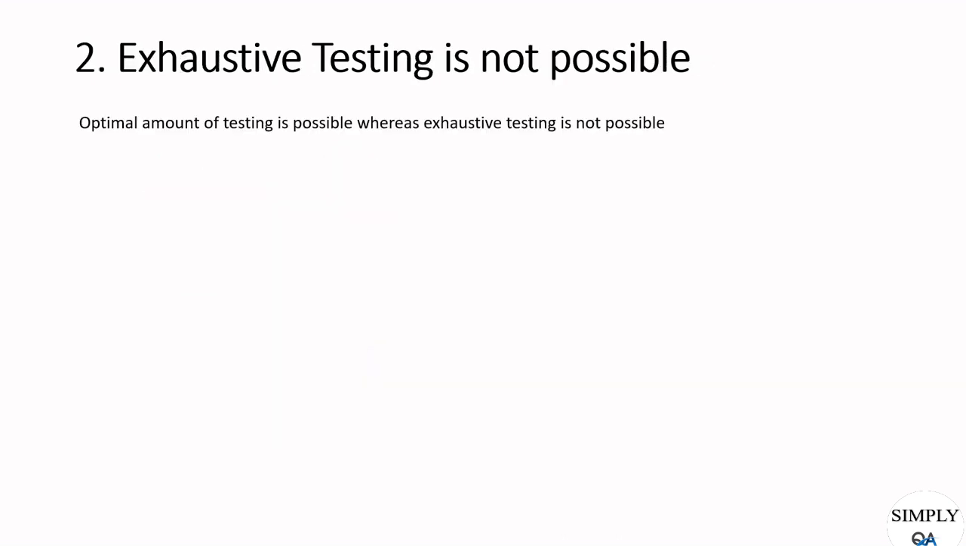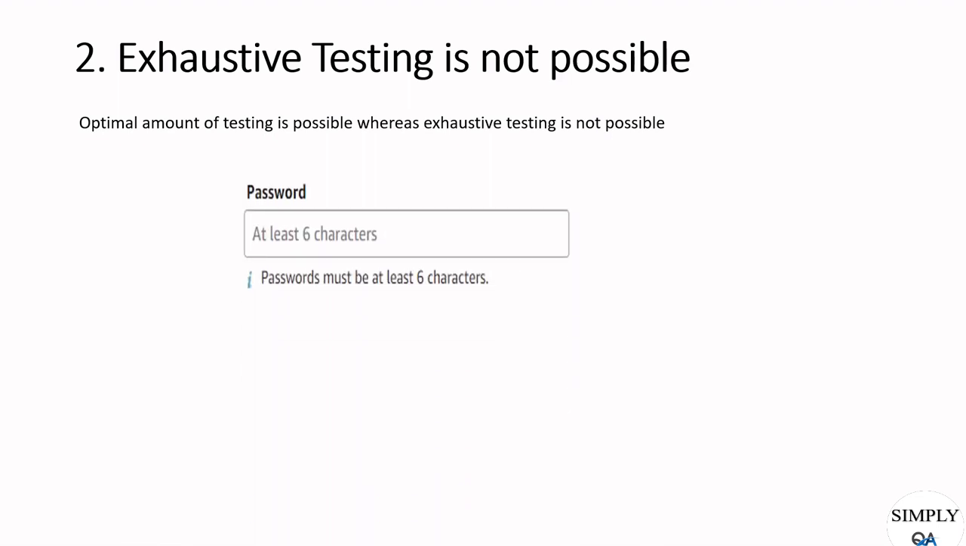Our second principle is exhaustive testing is not possible. So guys, as a QA, we need to understand this principle. An optimal amount of testing is always possible, whereas exhaustive testing is not possible. Let's see it with an example. Consider you have to test a password input field, and the only thing they have mentioned here is that it must be at least 6 characters.